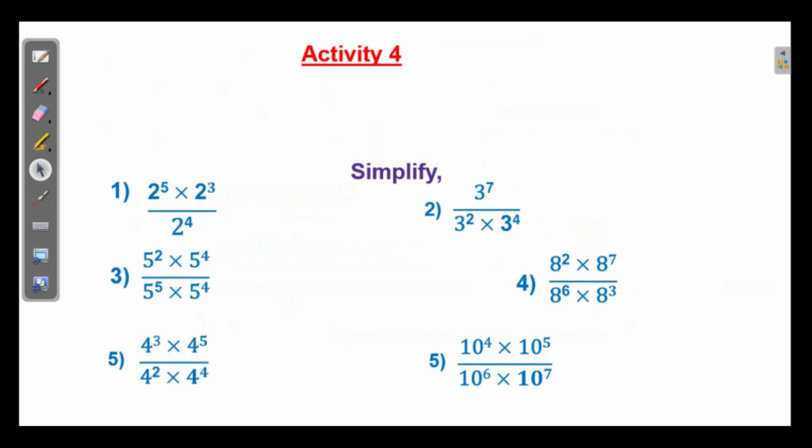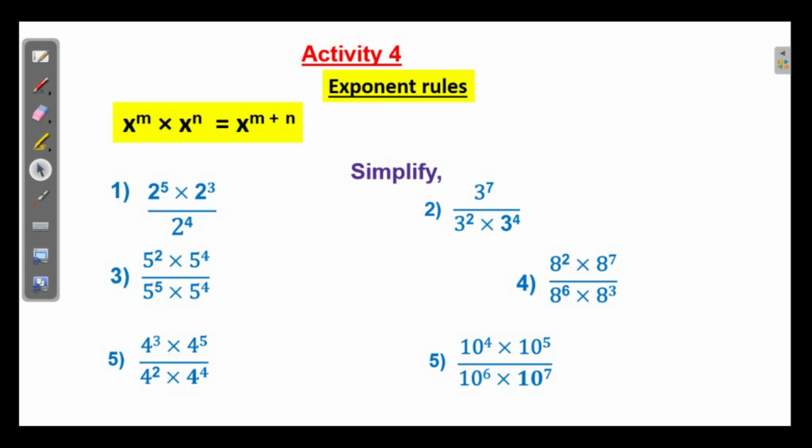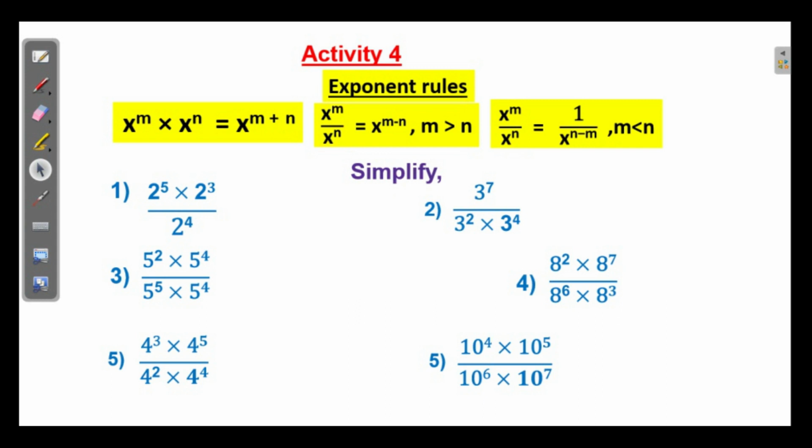To do all these problems, we have to use these exponent rules. x raised to m and x raised to n is equal to x raised to m plus n, and x raised to m by x raised to n is x raised to m minus n in the case of division, when m is greater than n. And if m is less than n, it is 1 by x raised to n minus m. Okay, then simplify the first one.